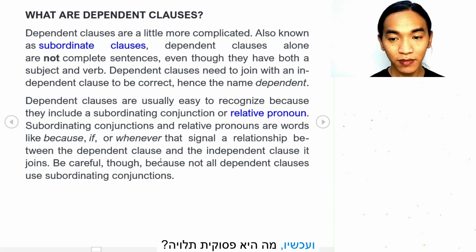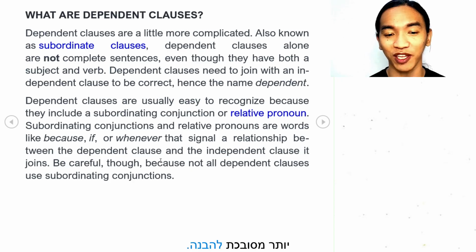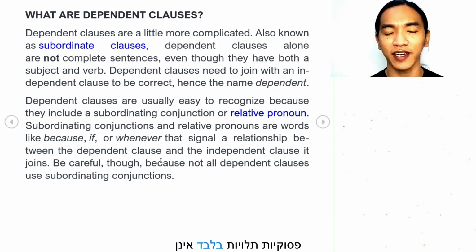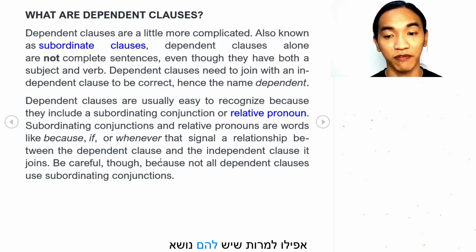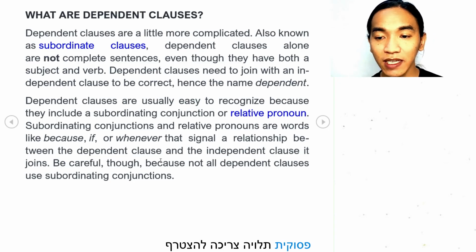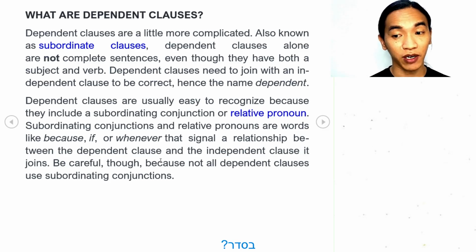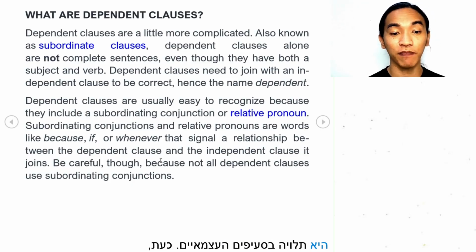Now, what are dependent clauses? Dependent clauses are a little more complicated to understand compared to independent clauses. Also known as subordinate clauses, dependent clauses alone are not complete sentences, even though they have a subject and a verb. Dependent clauses need to join with an independent clause to be correct. That's why it is named a dependent clause. It depends on the independent clause.